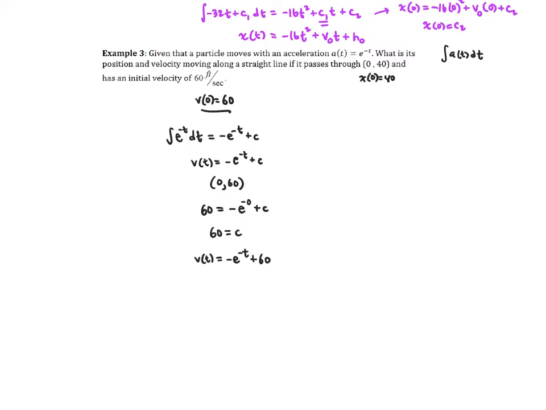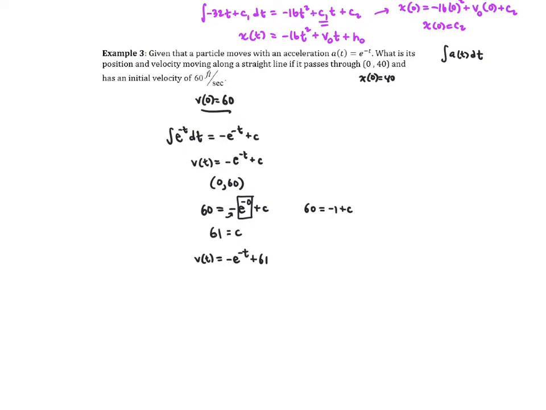Whoops, I messed something up there, didn't I? Yes, I did. I'm good at math, I guess. Maybe you caught it, maybe you didn't. But c actually would equal 61. You can see here I get negative e to the 0. Well, that's 1, so that's negative 1. So this is really 60 equals negative 1 plus c. So the initial velocity, as I goofed up earlier, is actually 61.